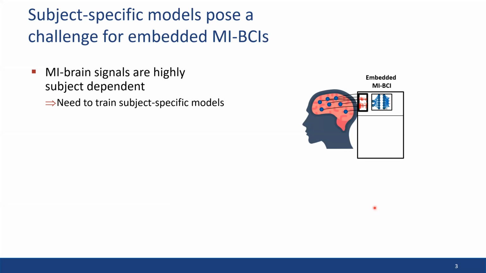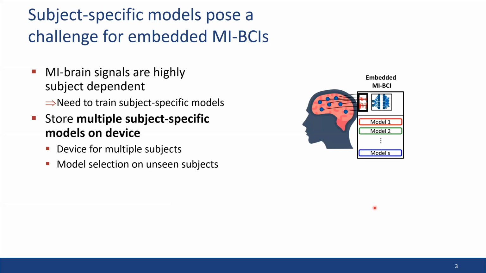When we then want to have a practically usable MI-BCI on an embedded device, we need the capability to store multiple of these models on the device. This gives us the capability to operate it for different subjects. So maybe when I have, for example, 8 friends and I want to have a BCI for all of my 8 friends, I need to be able to store it for the 8 friends and myself.